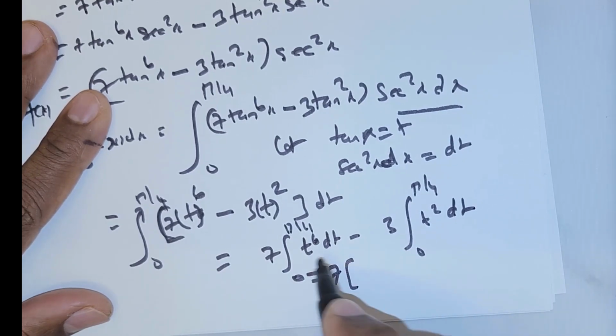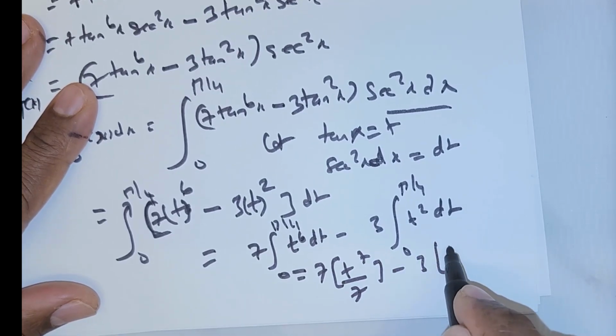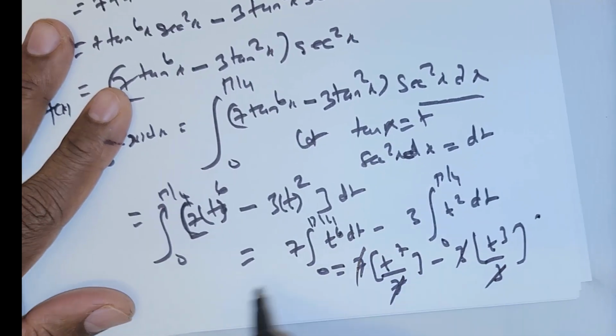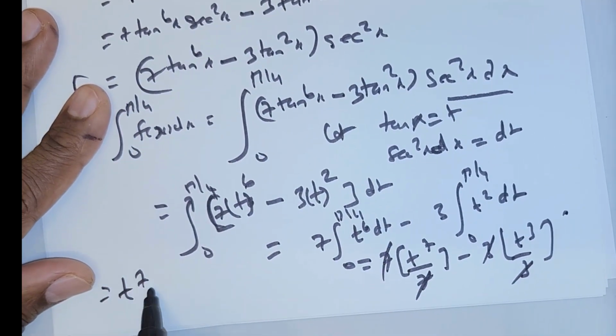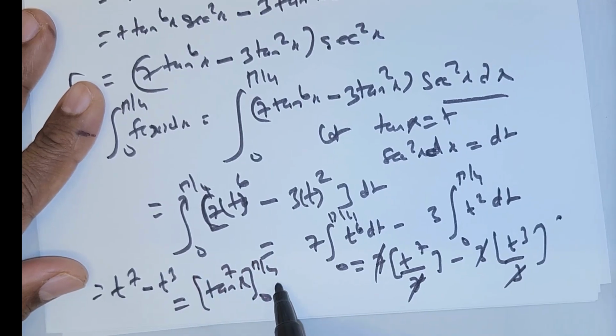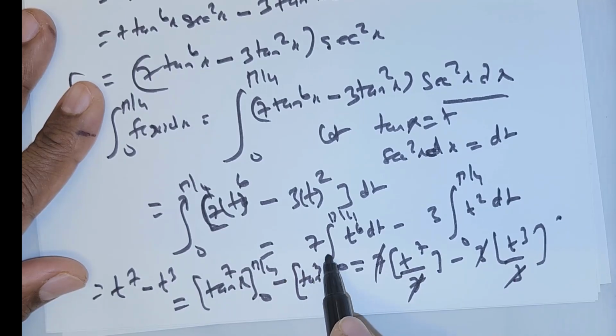So this is going to be 7 times, you integrate this, you get t to the power of 7 divided by 7, and you integrate this, you get t to the power of 3 divided by 3. You don't need to worry about the limits, just make the substitution, cancel this out, and you get t to the power of 7 minus t to the power of 3. Now you revert it back. This is going to be tan to the power of 7x, the limits are 0 to pi over 4, followed by minus tan to the power of 3x, limits are 0 to pi over 4.